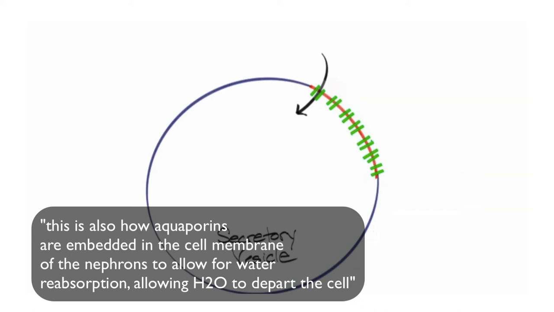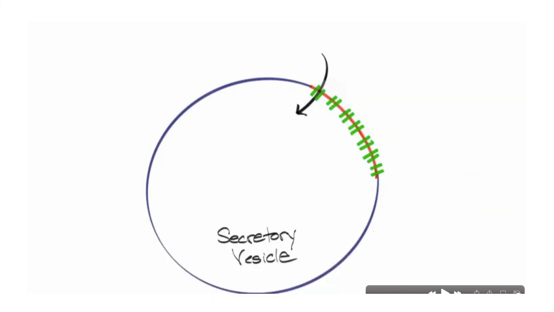And the translocation of these GLUT4 channels into the periphery of the cell is initiated by the binding of insulin to the insulin receptor on the plasma membrane. And once again, this whole blue circle is not the secretory vesicle. The whole blue circle is a skeletal muscle cell or some other type of cell. The red part of the plasma membrane is a remnant of the secretory vesicle that fused with the plasma membrane. So this would facilitate glucose uptake.